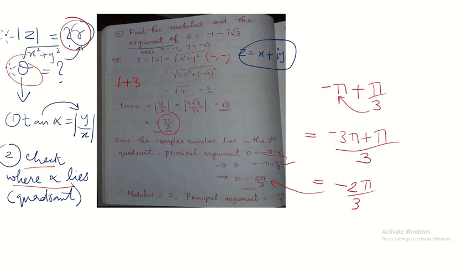Now we have to find the modulus. So modulus is r. What was the value of r? 2, right? So the modulus answer is 2. And the principal argument, you got the value as minus 2 pi by 3. Minus 2 pi by 3 is your answer for argument. Argument means theta. Hope it is clear to you all, this first question.